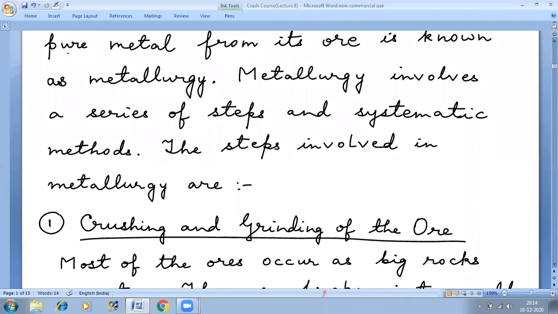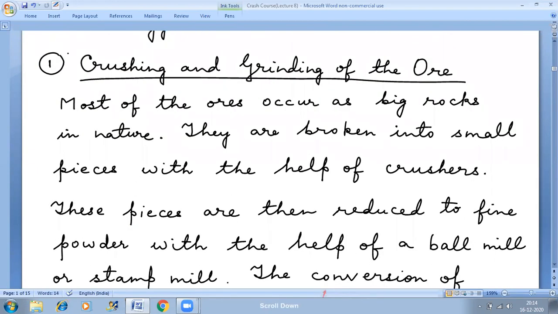So the major steps in metallurgy are, first one, crushing and grinding of the ore. Most of the ores occur as big rocks in nature. Since there are big rocks present, they need to be broken into smaller pieces. Those rocks will be broken into small pieces with the help of crushers. There are devices which do this, so the devices crush or break the rocks into pieces.